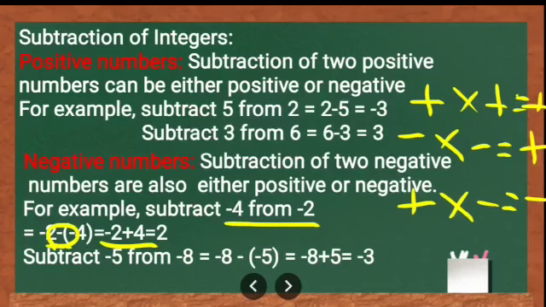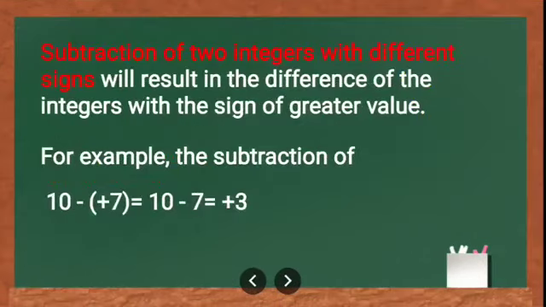Okay, so next we can discuss subtraction of two integers with different signs. This is also just the same as addition. If the numbers have two different signs, then you have to find the difference of the numbers, which means you have to subtract and put the sign of the largest number. Okay, shall we move on to the multiplication of integers?